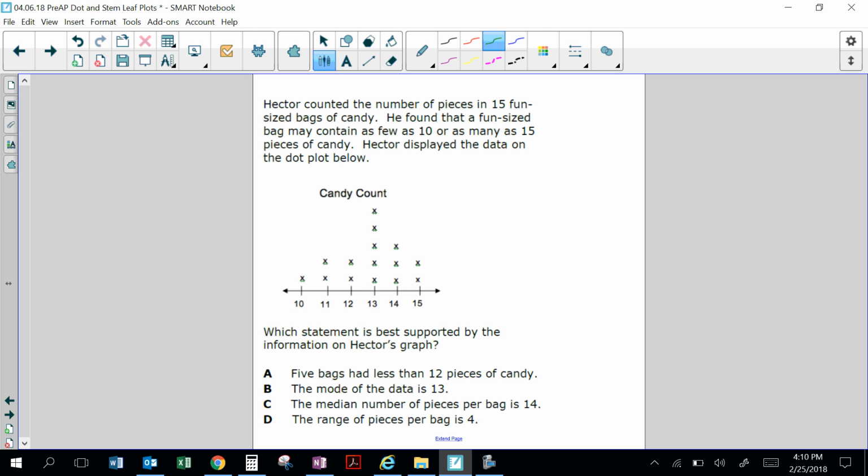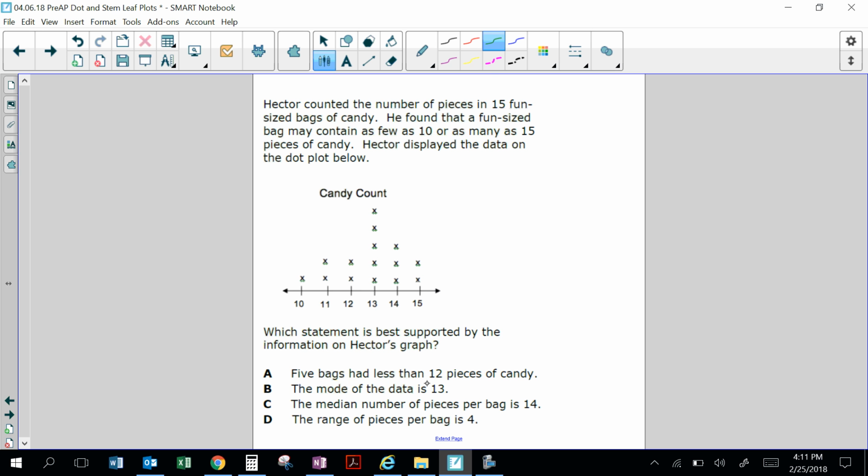Hector counted the number of pieces in 15 fun-sized bags of candy. I remember I had a smaller kid who said, I'm fun-sized. He found that a fun-sized bag may contain as few as 10 or as many as 15 pieces of candy. Well, you get gypped if you only get 10, and you're paying the same price as someone who gets 15. That's not fair. Hector displayed the data on a dot plot below. Which statement is best represented by the information on Hector's graph?